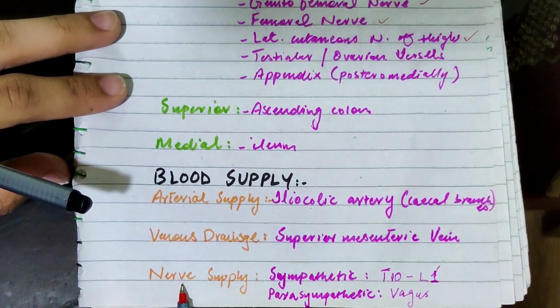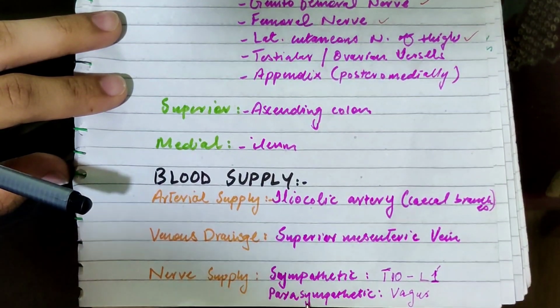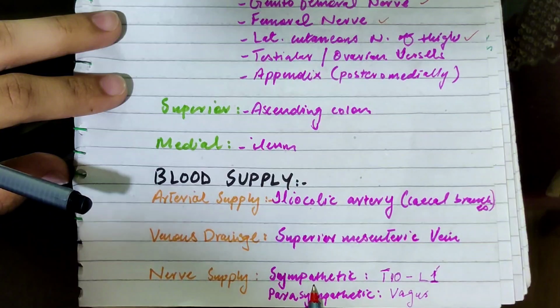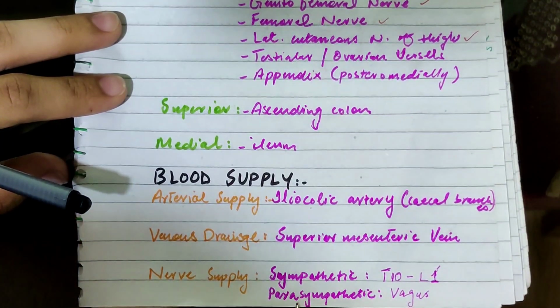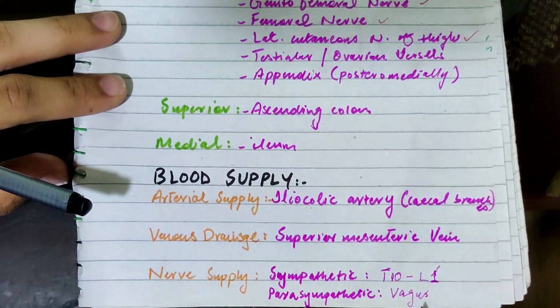Now we have the nerve supply. The nerve supply is sympathetic and parasympathetic. Sympathetic nerve supply is through the T10 to L1 segments of the vertebral column, and then we have the parasympathetic supply, which is through the vagus nerve.